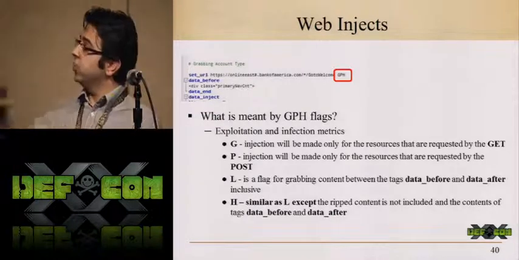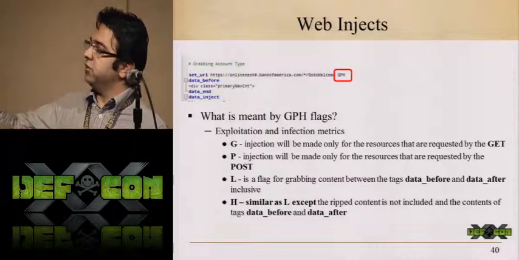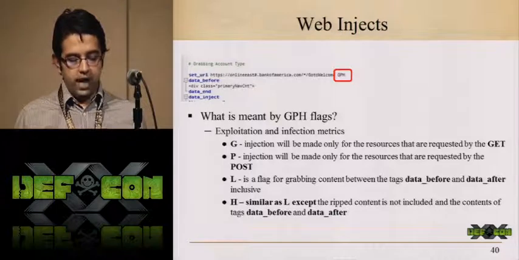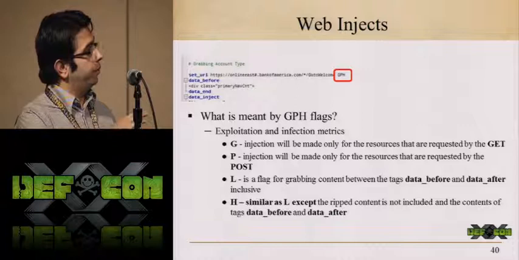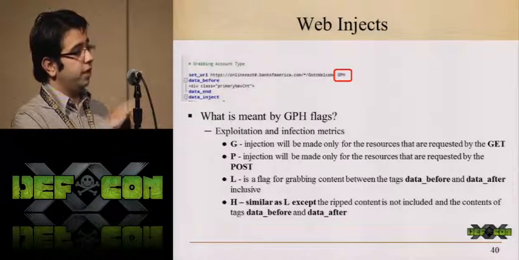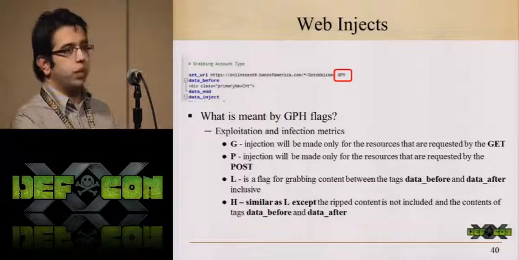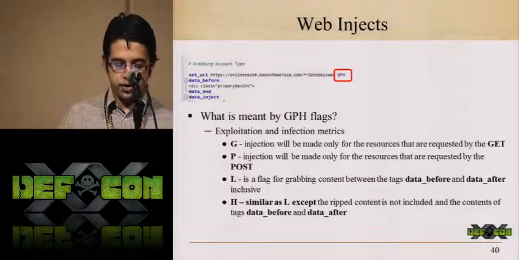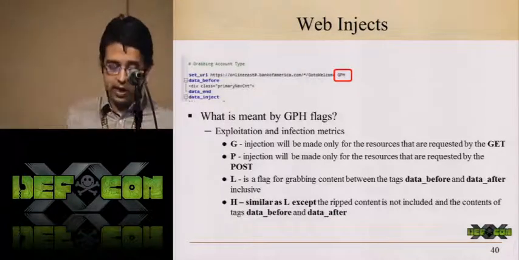So if you look at the set URL parameter there, it is being defined. The attacker has to define a URL there, for example bankofamerica.com, and then there are flags like G, P, and H, which say that for this particular URL, if a machine or a browser sends a request, whether it's a GET request, a POST request, or any H request. There is an explanation out there for L and H.